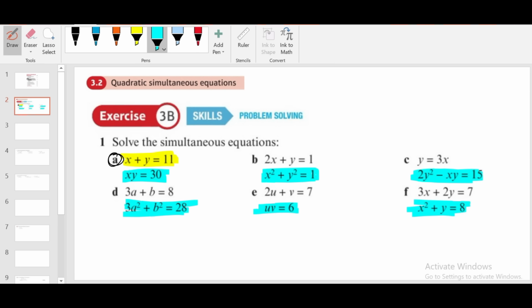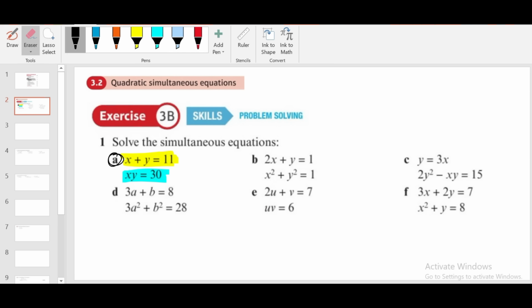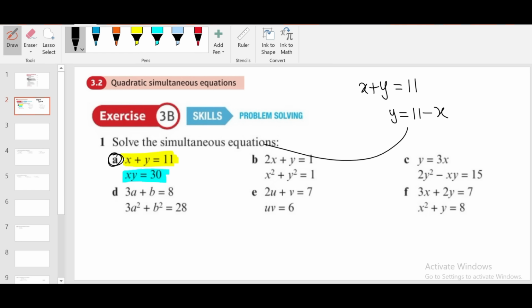So when you have such type of equations, how do we solve it? Now we are going to use the substitution method. I'm taking question A. Always start with the linear equation. You have x plus y is equal to 11. Make x or y the subject, for example y is equal to 11 minus x. Sub the value of y into the second equation, and you will get a quadratic equation in terms of x.